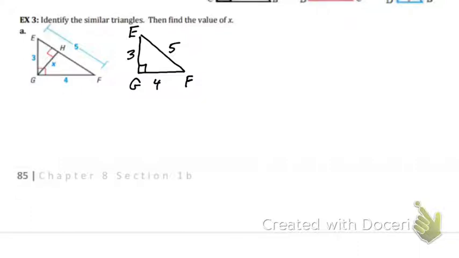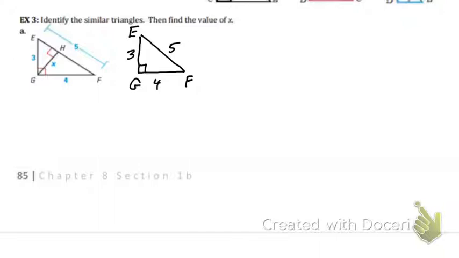So I'm going to pull out the big one, EGF. Doesn't matter if you draw it and it doesn't really look like the picture. Just make sure you get your letters correct.